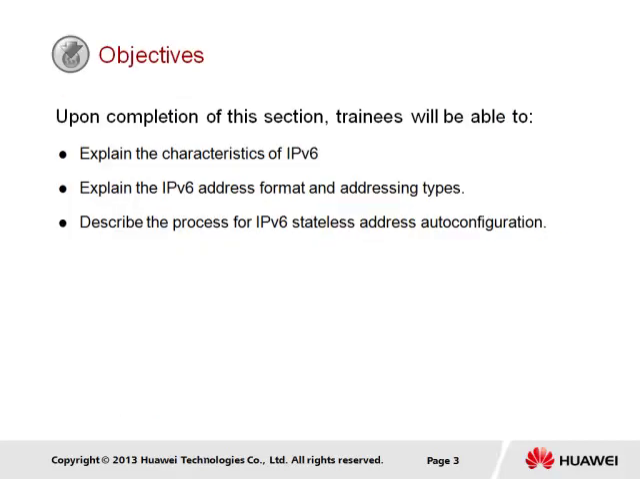Upon completion of this section, it is generally expected that trainees will be able to explain the characteristics of IPv6, explain the IPv6 addressing format and addressing types, as well as describe the process for IPv6 stateless address auto-configuration.